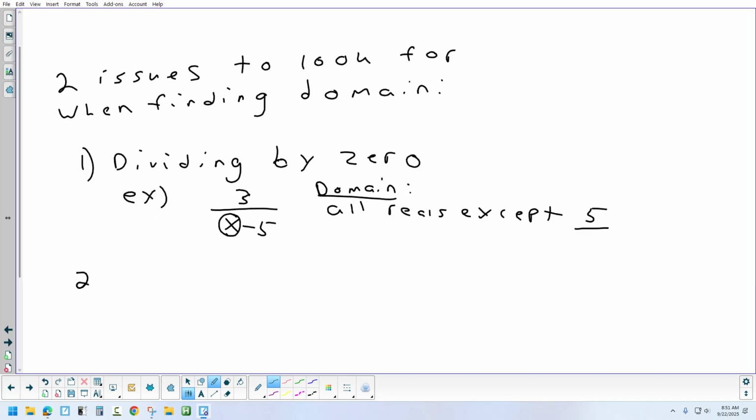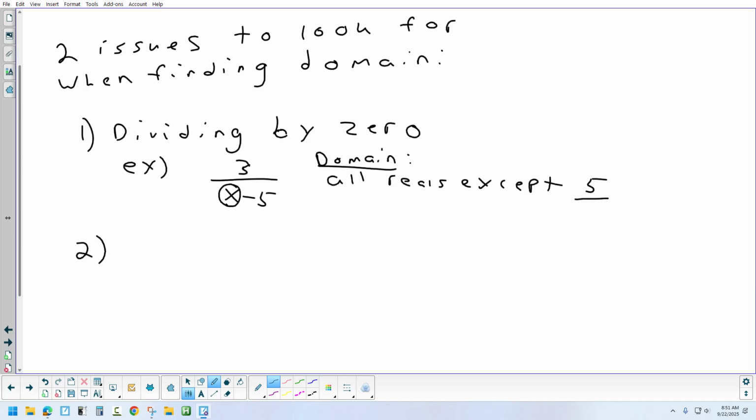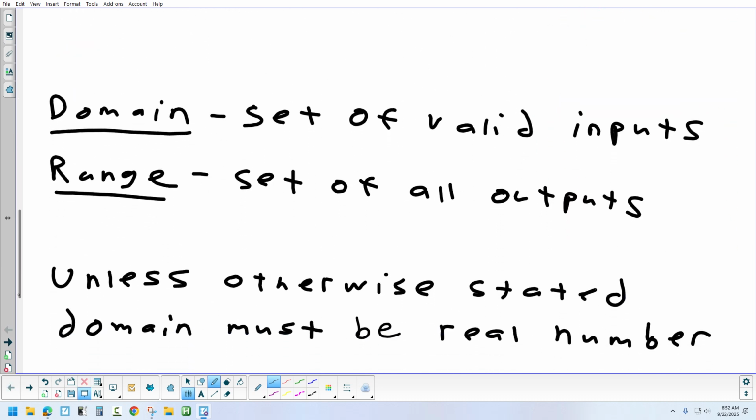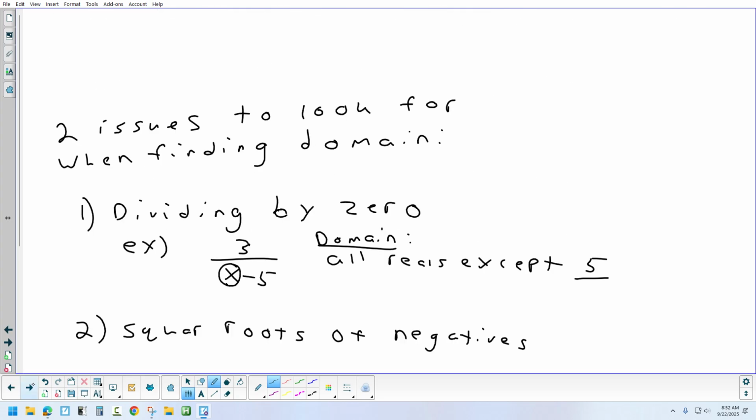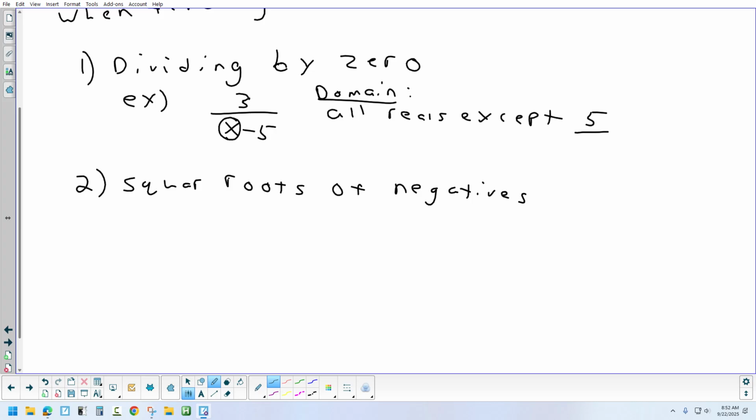Okay, second issue. Second issue is with square roots. We do not want to take the square root of a negative number. And it's not that you can't do it, but I said earlier, we are working with real numbers. If you take the square root of a negative, that's imaginary. And that's, for now, something we don't want to deal with. So square roots of negatives.